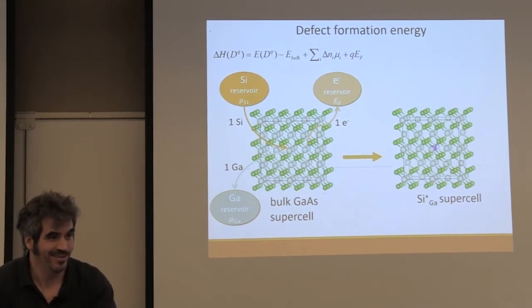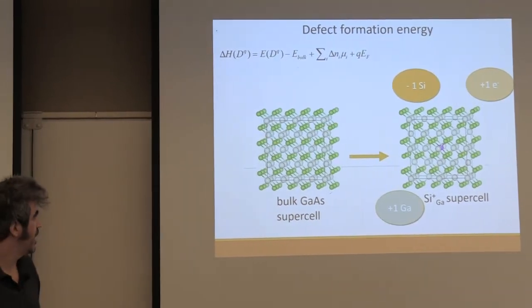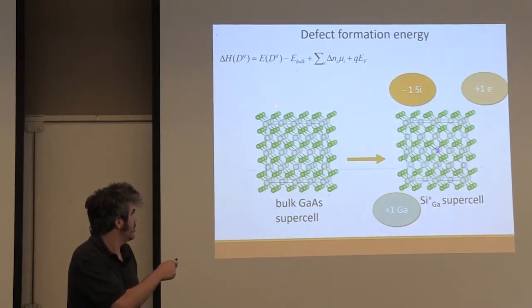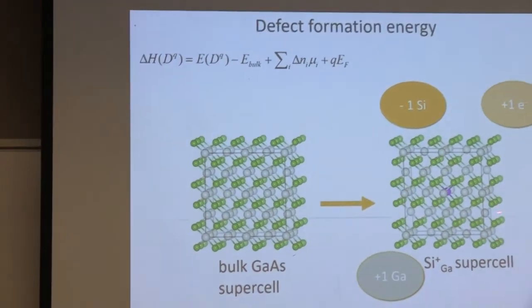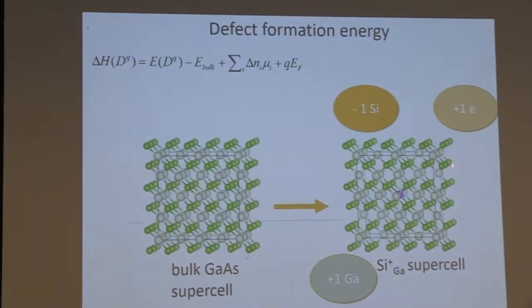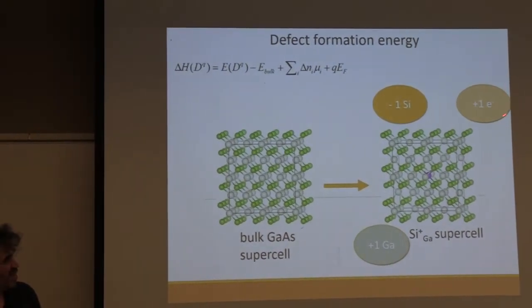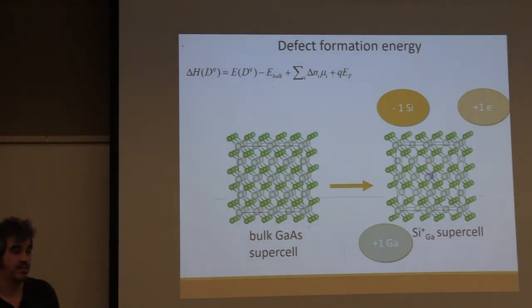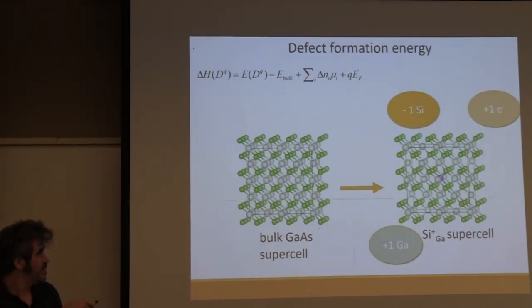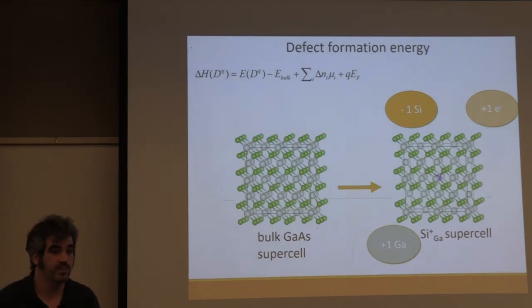But I don't use my hands. So if you just look at the initial situation, this is the bulk crystal. And then the final situation is my defect cell, but then my reservoir is missing a silicon, my Fermi level has an extra electron at it, and my gallium reservoir has an extra gallium. So this is the final state of the system, and this is the initial state of the system. And this equation is really just the final state energy of the system minus the initial state energy. That's all it is.